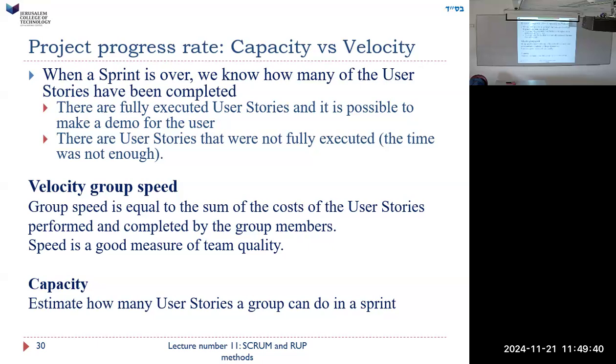Project progress rate, capacity versus velocity. When the sprint is over, we know how many of the user stories have been completed. There are fully executed user stories, and it's possible to make a demo for the user. There are user stories that were not fully executed. The time was not enough. So we can make an assessment about velocity and capacity. Velocity, group speed. Group speed is equal to the sum of the costs of the user stories performed and completed by the group members. Speed is a good measure of team quality.